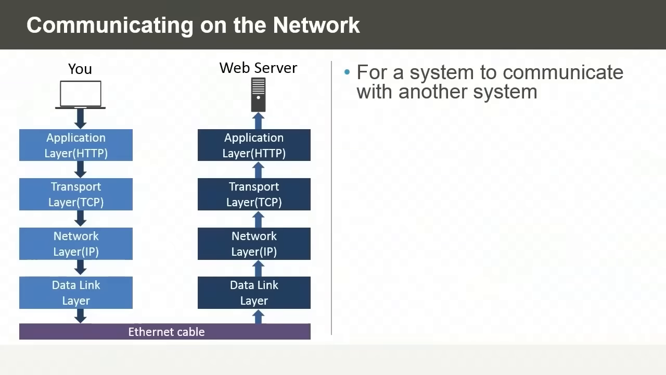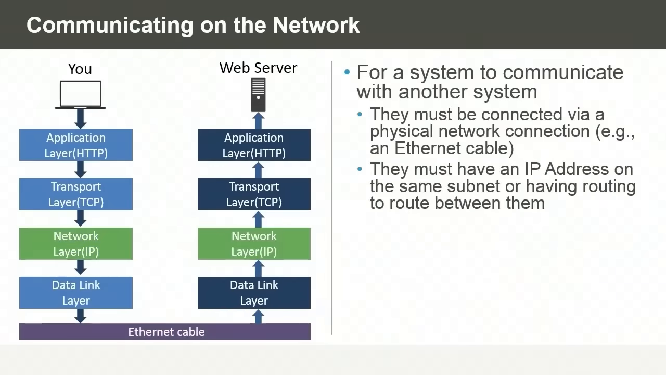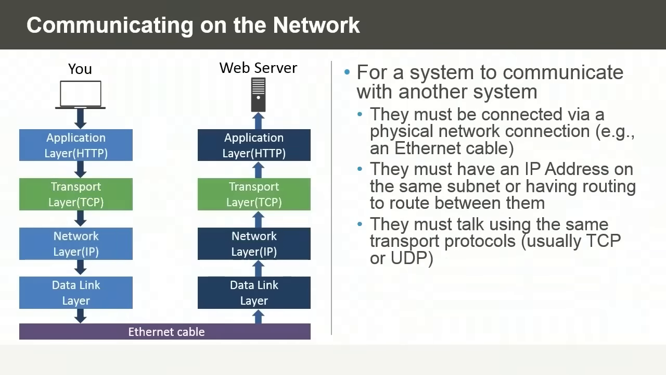In order to communicate on the network, we must have a connection, whether it's through a physical network connection or through a wireless connection. As we transmit our traffic, we must have an IP address so that the traffic can be routed to the correct target host, especially if it's on a different network than our own local subnet.